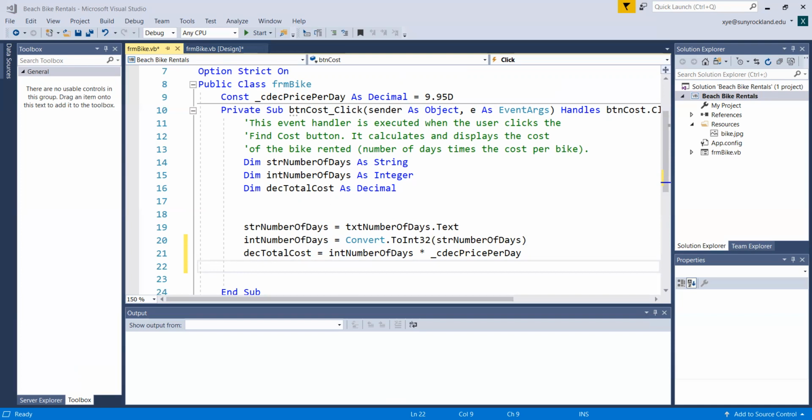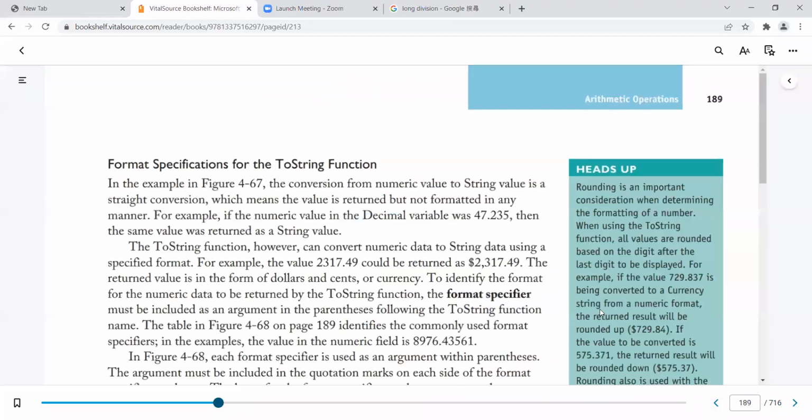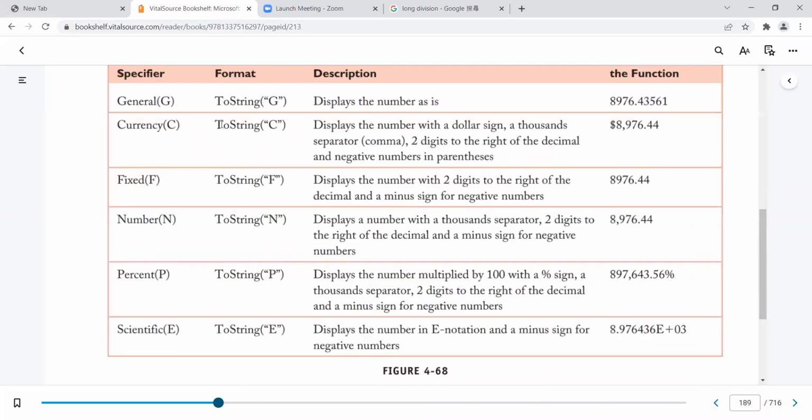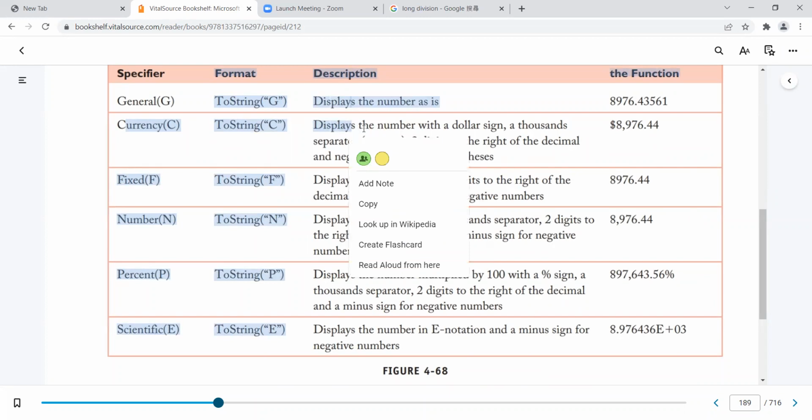Back to 190. Should be okay. Okay, 190. You see here, ToString. C is currency. We want to have a dollar sign. How much does it cost? The ToString C. Okay, back to this.